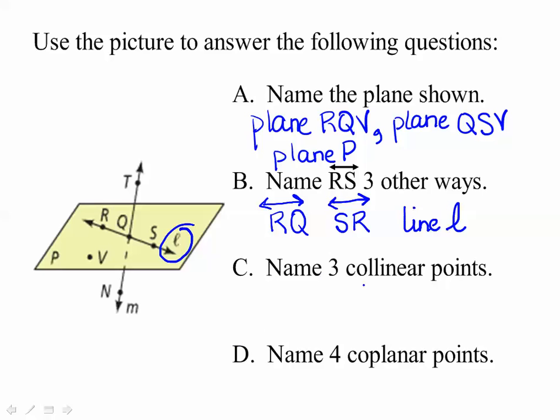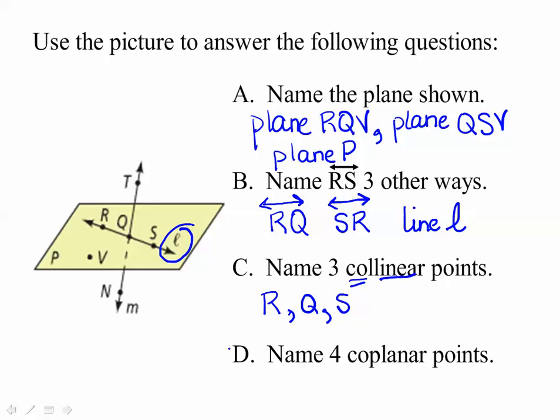Okay, letter C, name 3 collinear points. Remember, co means on the same line. So name any 3 points that are all on the same line. For example, here we might say R, Q, and S. Notice again, these are points, so I don't use any symbol to name them. Can you think of 3 other points that would be on the same line besides R, Q, and S?